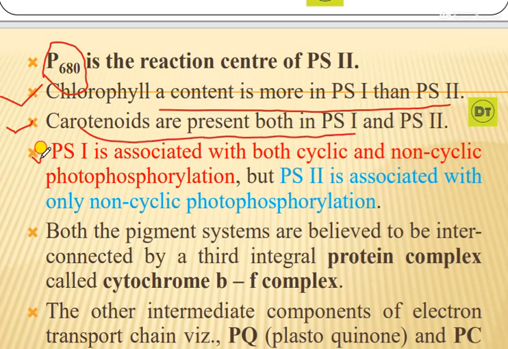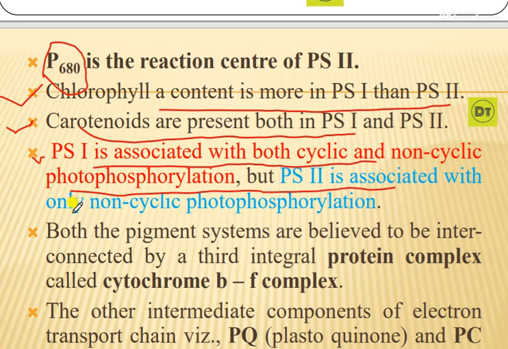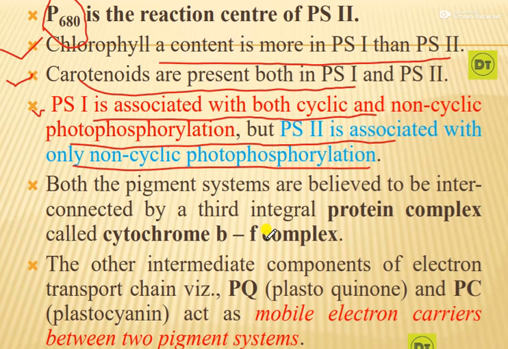Okay, the next point is that PS1 is associated with both cyclic and non-cyclic photophosphorylation, but PS2 is associated with only non-cyclic photophosphorylation. Now what photophosphorylation is, you will understand in the next class. So PS1 is associated with both types of photophosphorylation, cyclic and non-cyclic, and PS2 is associated with only the non-cyclic photophosphorylation.